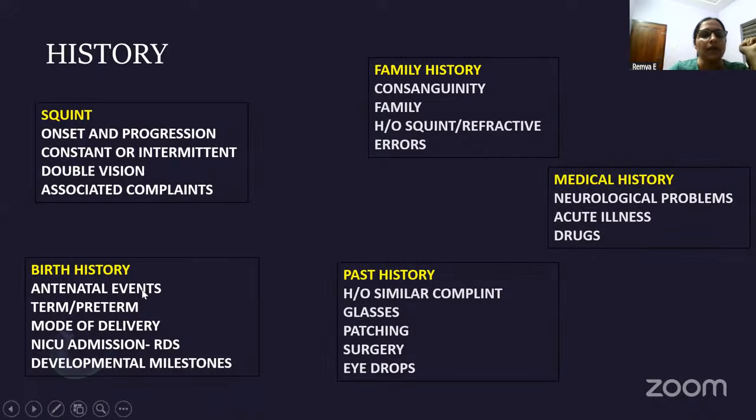Now, in a child, you also have to know the antenatal events, the birth history, whether it is a preterm or a term baby, mode of delivery, NICU admission, respiratory distress syndrome, and developmental milestones. Any family history of consanguinity, squint, refractive errors, all you need to know, and past history of similar complaints. The child may be wearing glasses, he may have taken treatments like patching, or he may have undergone a surgery for a previous squint, and any eye drops he is using. Then medical history for neurological problems, acute illnesses, and any other drugs.